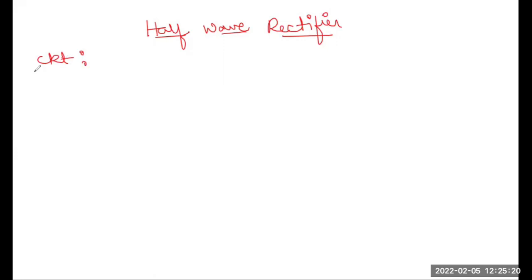Half wave rectifier. So the first one we have is the half wave rectifier. So why is it called half wave rectifier? That can be understood when we study the operation of this rectifier. Okay, half wave rectifier. So first, anyone starts with the circuit diagram.